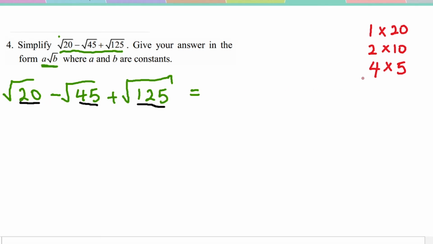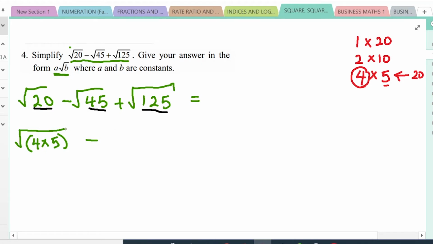Now you realize that for factors of 20, 4 times 5 will give you 20, and of these two factors, we know the square root of 4 to be 2, right? So that's what I shall do here. So instead I shall come here and say that the 20 is going to become 4 times 5 minus. Okay, so let's proceed.